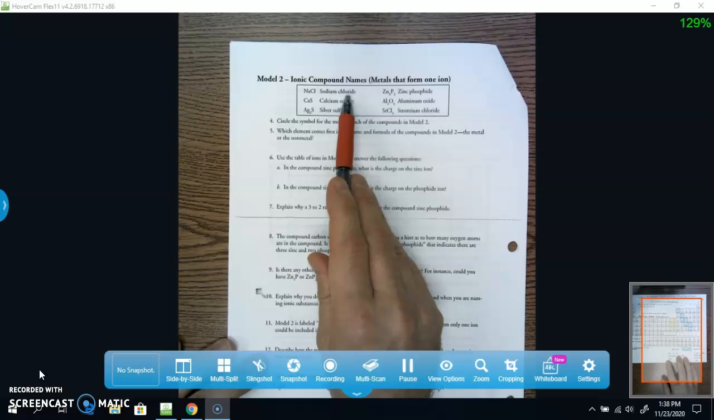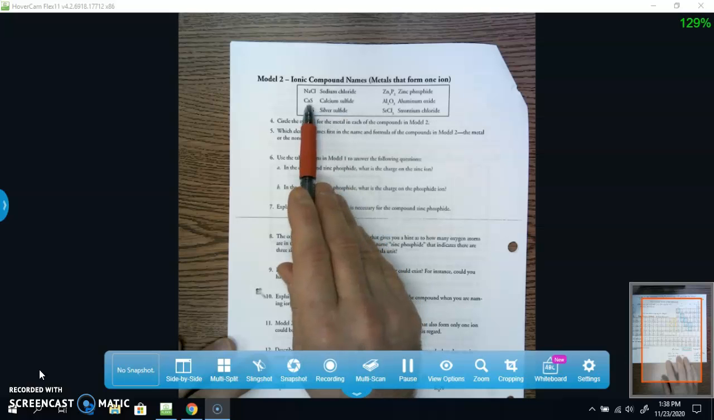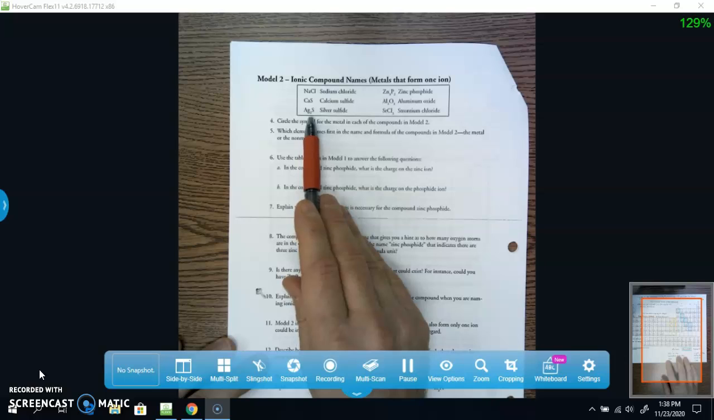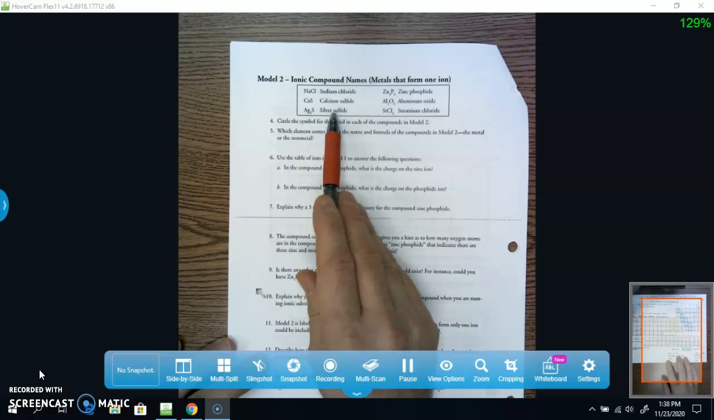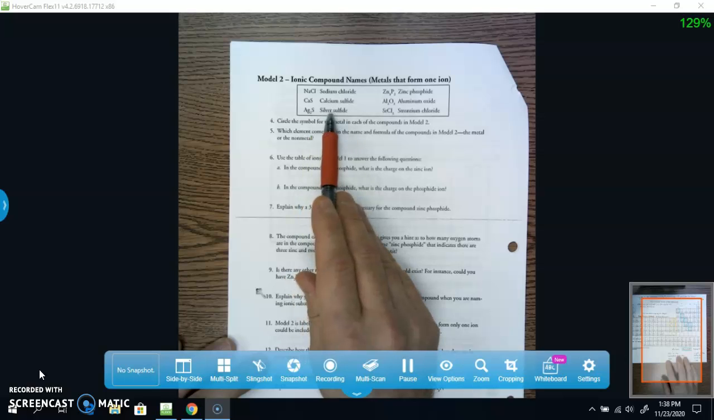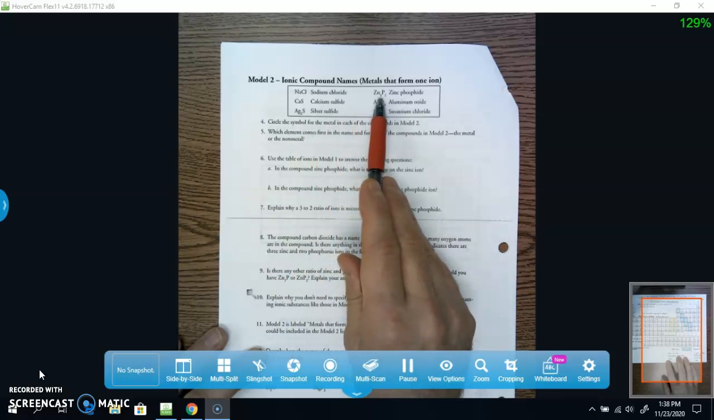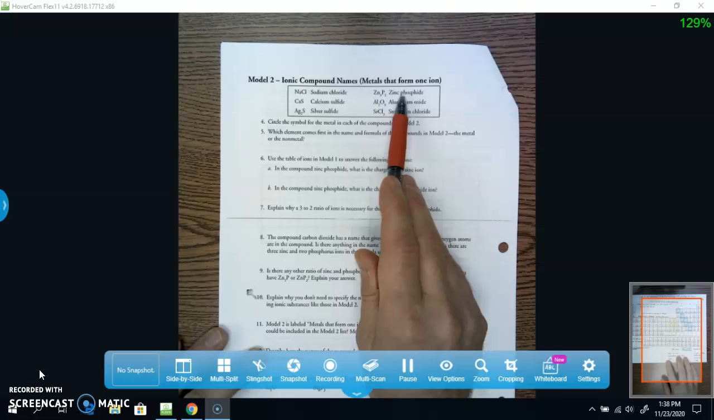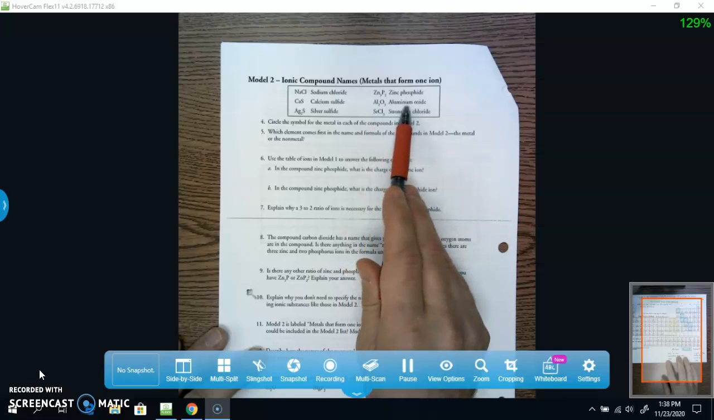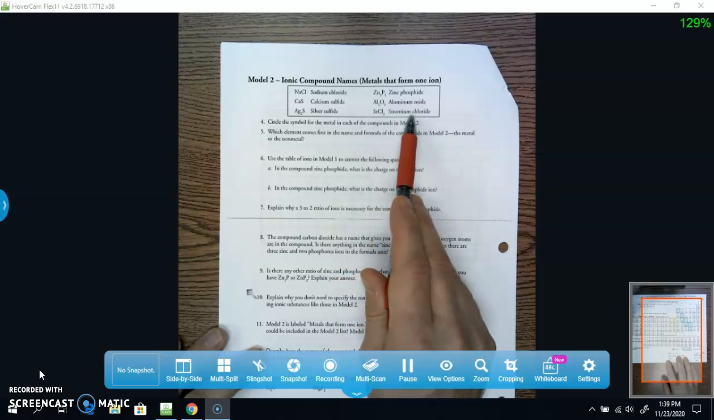Okay, learning how to read formulas and how to read names. I'm going to read these off to you. This would be NaCl, which is sodium chloride, CaS, which is calcium sulfide, Ag2S, which is silver sulfide. Notice we just say the number 2 right here. So this is Ag2S, silver sulfide. Using that same convention, we would say Zn3P2, which is zinc phosphide. Al2O3, which is aluminum oxide. And this one says SrCl3, which is strontium chloride.